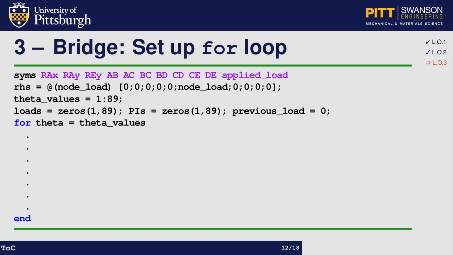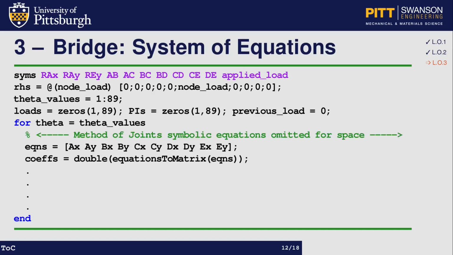Our looping variable is theta. That will vary according to the array theta values. It'll take on a new one of those values with each iteration. The first thing in that loop is to define the symbolic equations. I'm omitting those because they take up a lot of space, and that's not the point of this lecture. But we can package all of those equations up into a vector called equations, and then use the function equations2matrix to turn that into a coefficient matrix, which we store in coefs here.